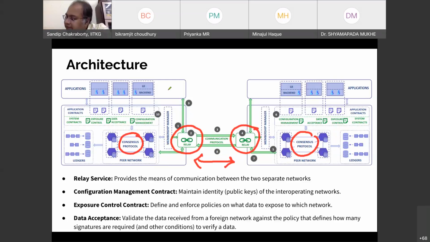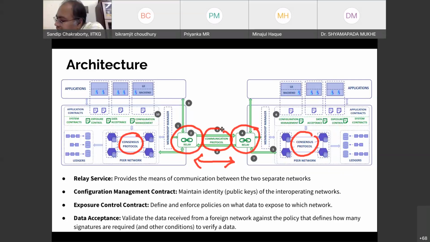From the application side, whenever you are requesting certain information from a different network, you send a request from the application to this relay. Then this relay of network 1 forwards that request to the relay of network 2 using some secured communication protocol. And this secured communication protocol ensures that the data which is getting transferred from one network to another doesn't get tampered with during the transfer.